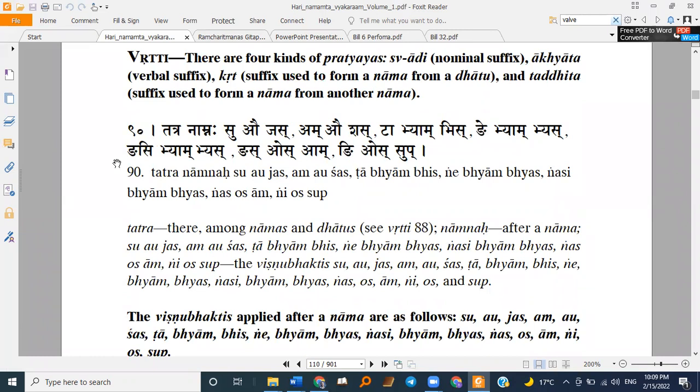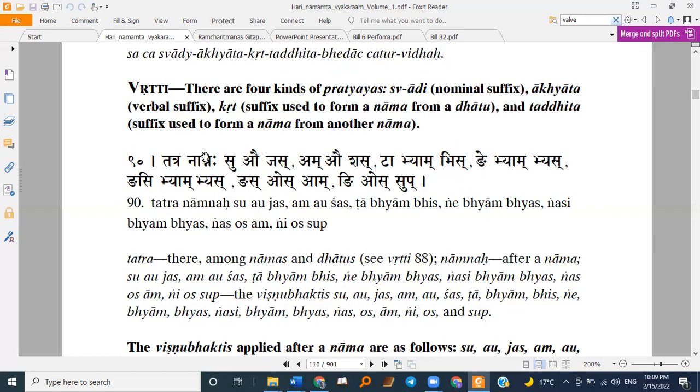Sūtra 90 says, Tatra namna su aujas aushas ta bhyam bhis ne bhyam bhyas masi bhyam bhyas mas os am and ni os sup. So just before that, the Vritti says something here. Four kinds of pratyayas are swadis, so the nominal suffixes, the current ones.